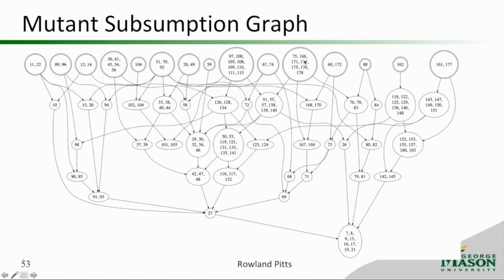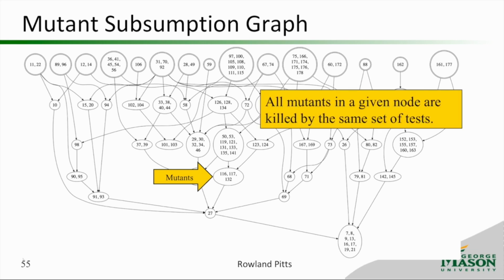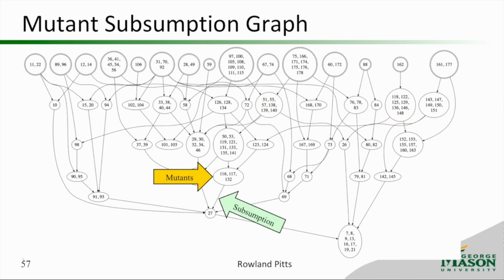Here's one that's more accessible visually because it's smaller. This is Lang 55, but it does exhibit some of the same characteristics. There are more indistinguished groups in nodes than there are distinguished or individual mutants in nodes. It's wider than it is deep. And then here you can see the directed graph. Mutants are noted in nodes in the graph. All mutants in a given node are killed by the same set of tests. Subsumption relationships are indicated by the outbound arcs from nodes.